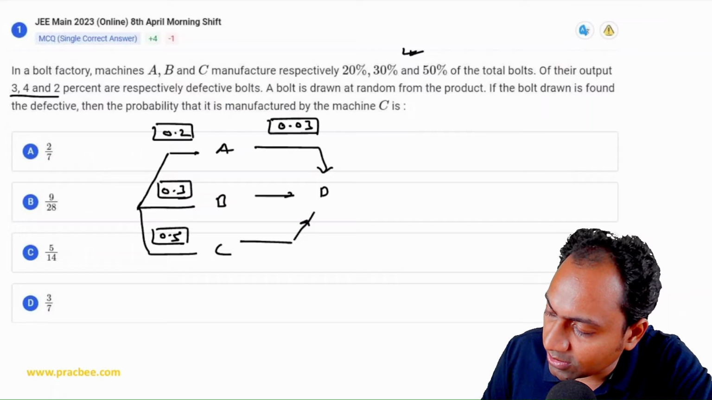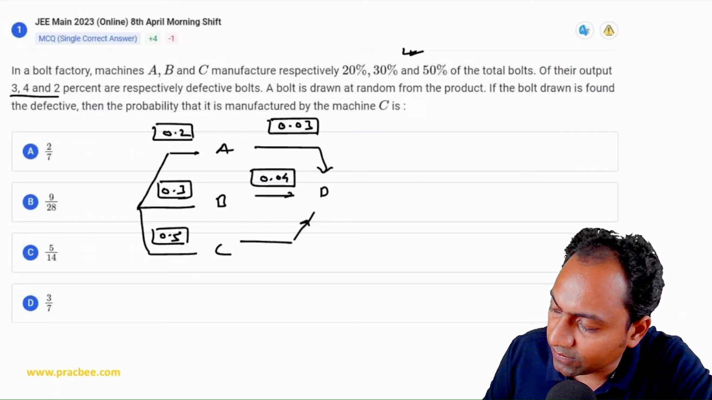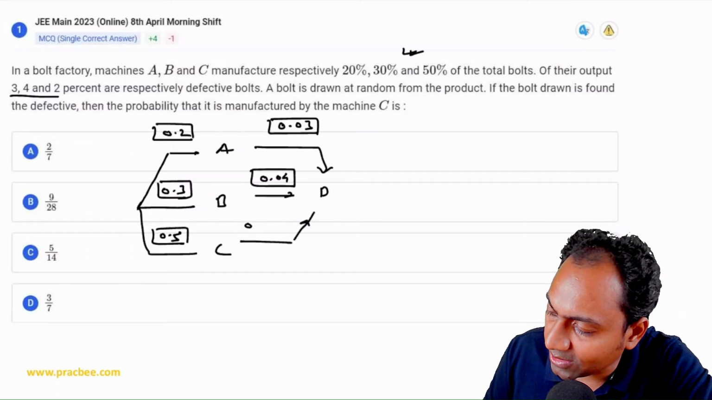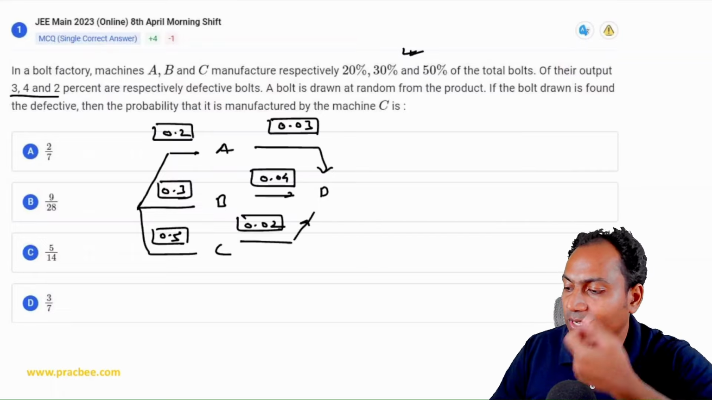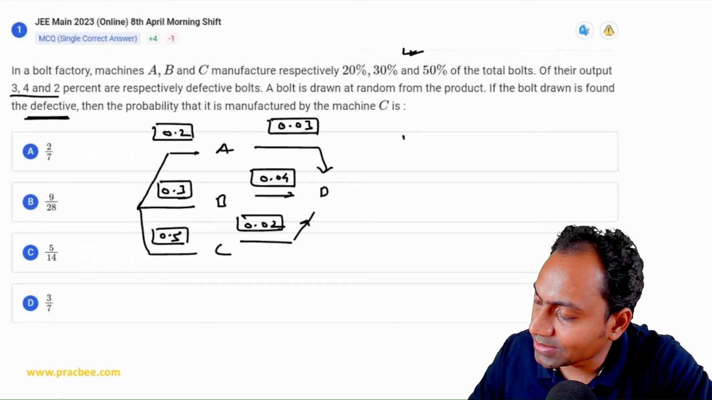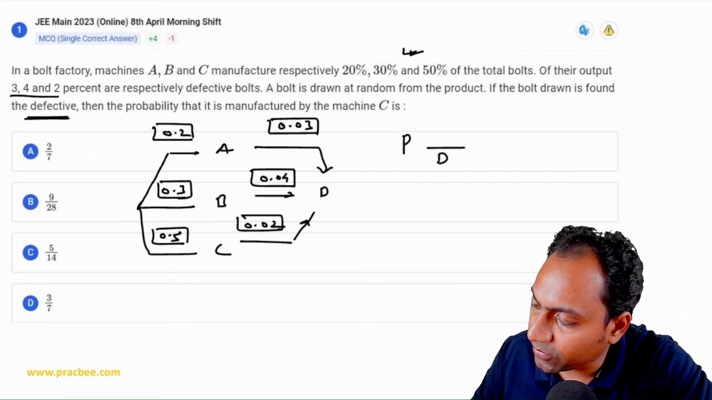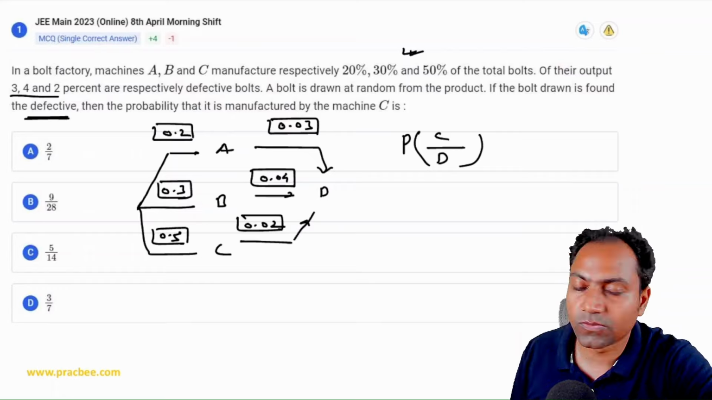B produces nothing but 0.04 defective, and C, if your C machine is producing a bolt, the probability of it getting defective is nothing but 0.02. Now what they're saying is the defective bolt has already been found. What is the probability that it came from machine C? So C when D has already occurred. Now, this is what they want us to answer.